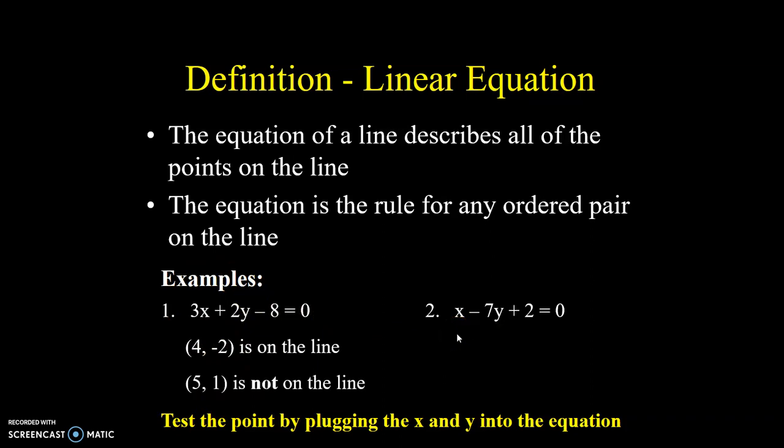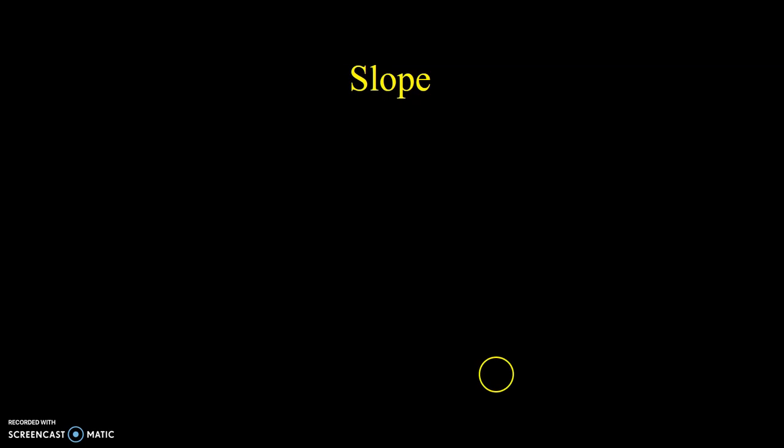On the other hand, if we have 5 and 1, it will not satisfy our equation, because the result will not equal 0. So 4 and negative 2 is on the line, and 5 and 1 is not on the line. Therefore, the 2 equations have different solutions as well.